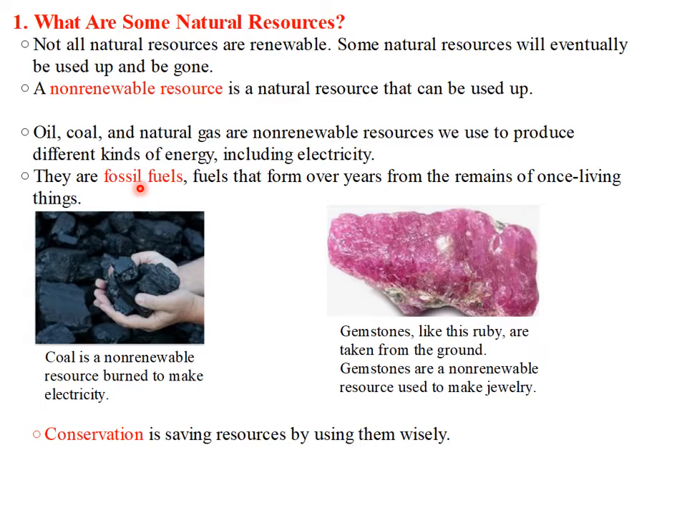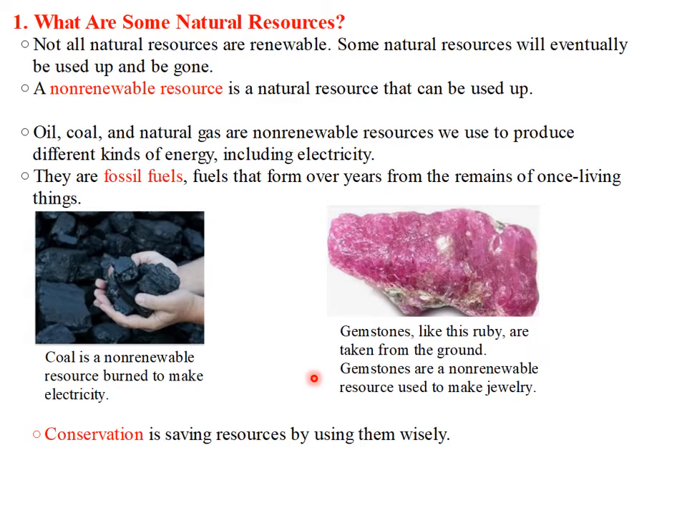Let's look at the first picture on the left. It shows coal, and coal is a non-renewable resource burned to make electricity. In the second picture on the right, we can see a gemstone. Gemstones, like this ruby, are taken from the ground. Gemstones are a non-renewable resource used to make jewelry.